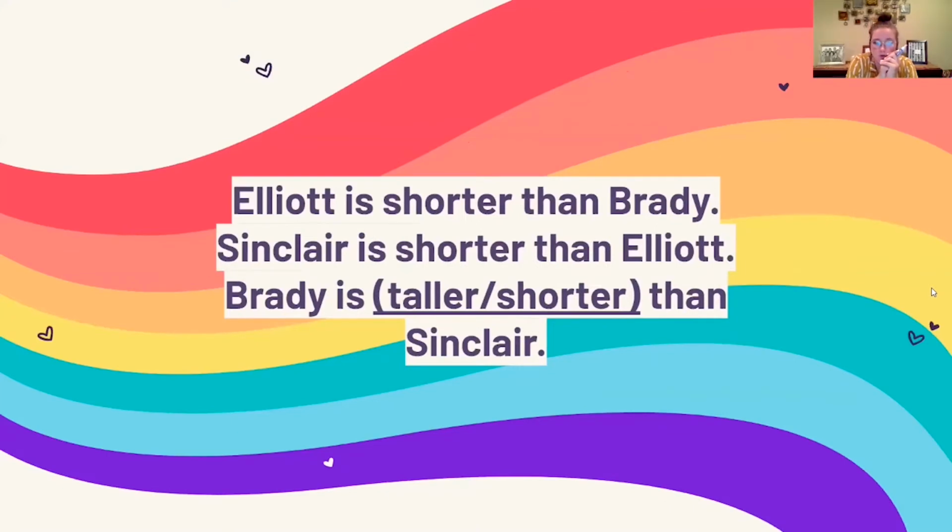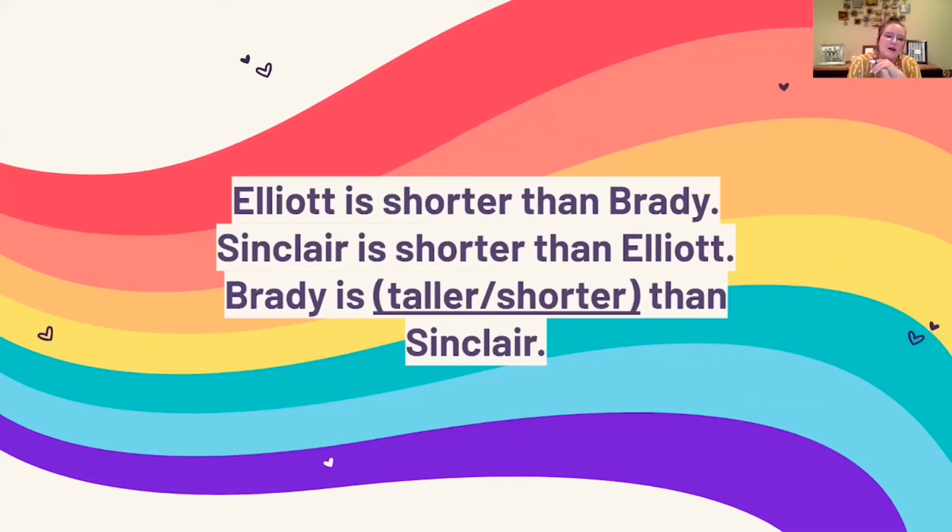Elliott is shorter than Brady. Sinclair is shorter than Elliott. Brady is taller or shorter than Sinclair. All right, let's brainstorm. How did we solve the previous problem? What is my problem going to look like when I draw it out? What is the important information I'm looking at? All right, you ready to read it again?